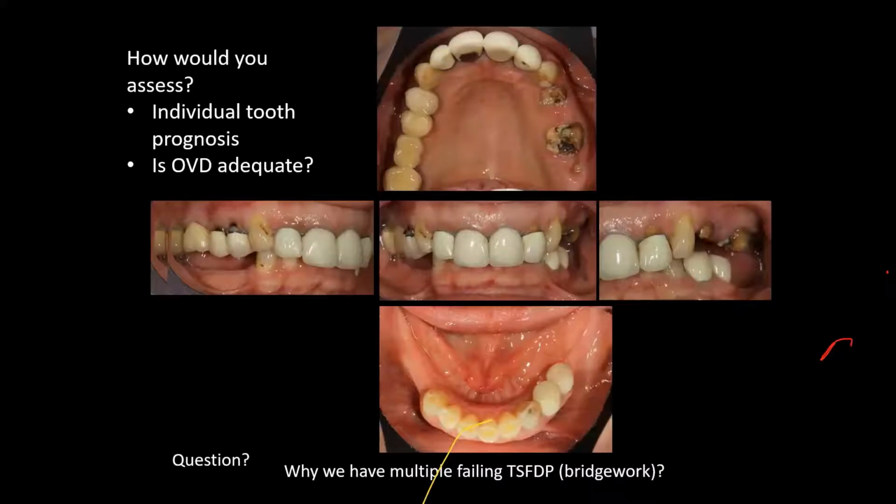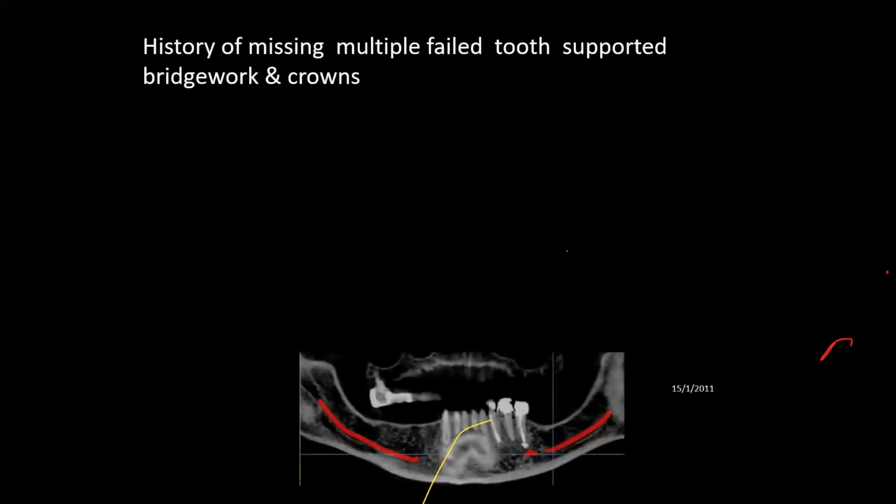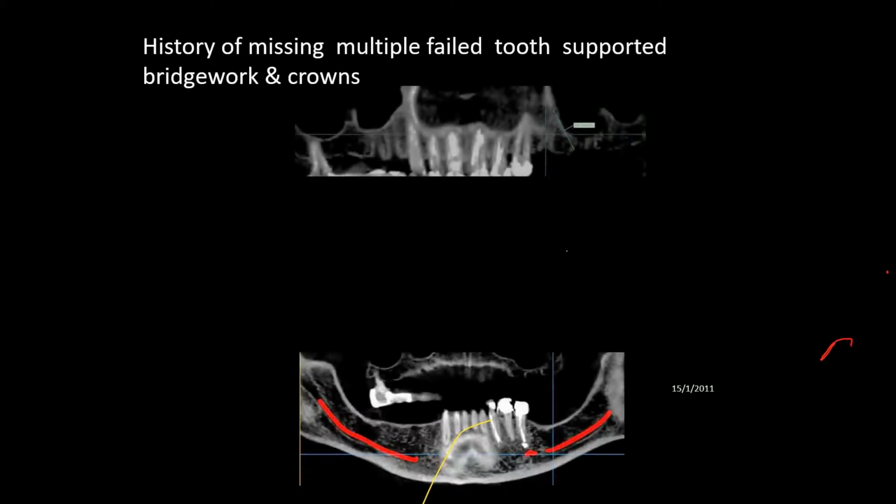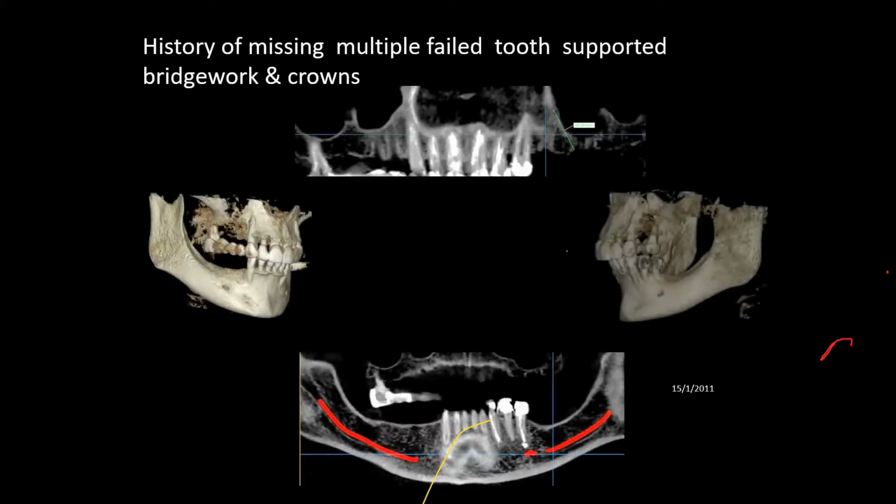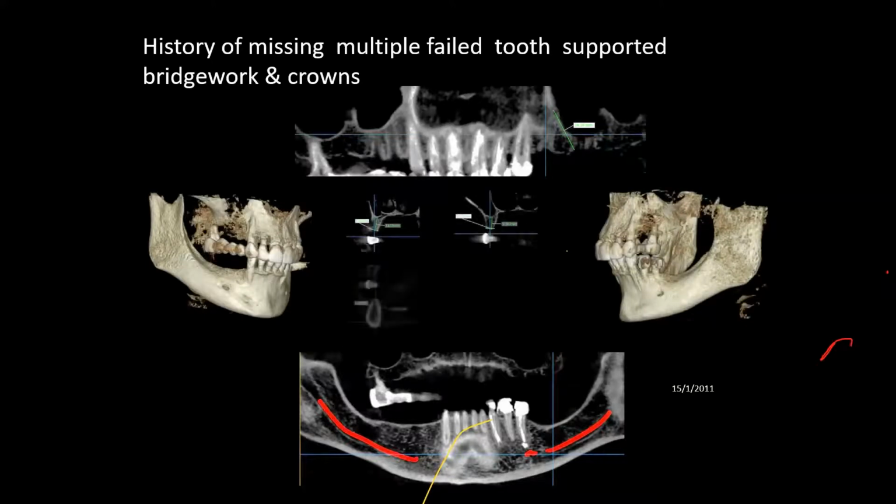So when we talk about the next stage for this patient, we look at a history of missing teeth and multiple failed restorations. The first thing I did for this... Got a question. Yes. It says, when you say margin design is not good, can you please expand on that? I will. I will come back to that.